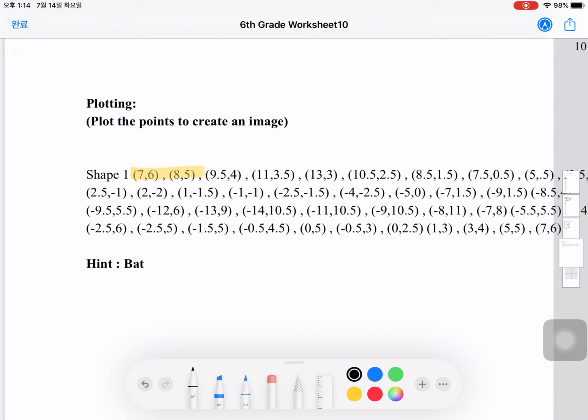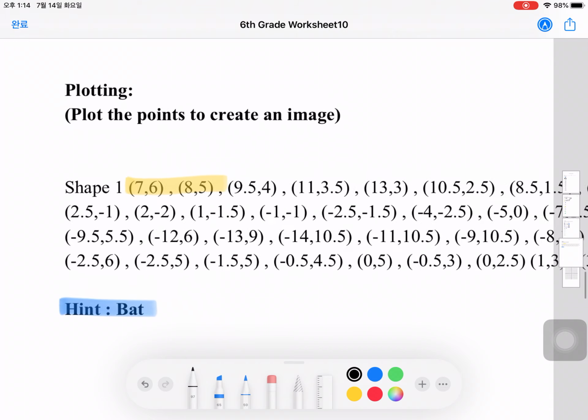Now, we tried this last week, and this week we are doing a different shape. And if you look at the hint down here, it's a bat. So once you plot all these points and have connected them, your picture should look like a bat. I'll be doing the first 2 points with you guys, and you guys could try the rest of the points on your own. So, 7, 6.